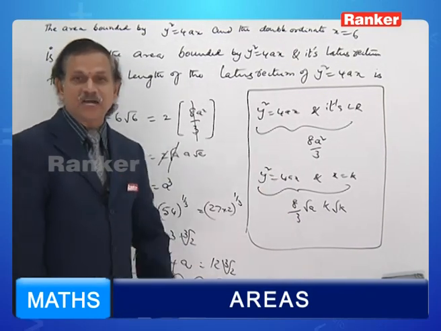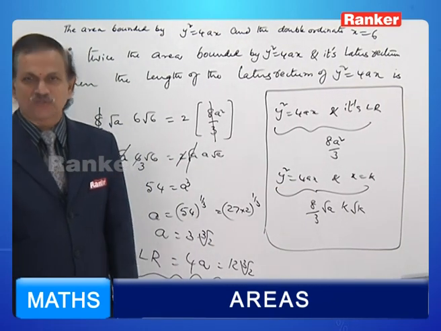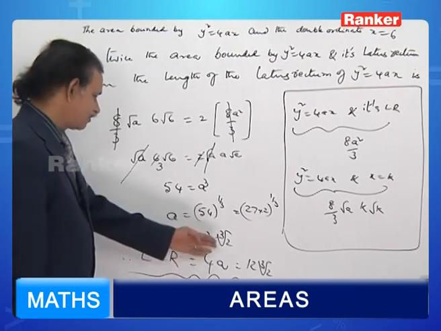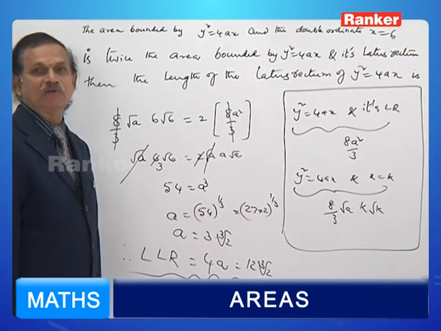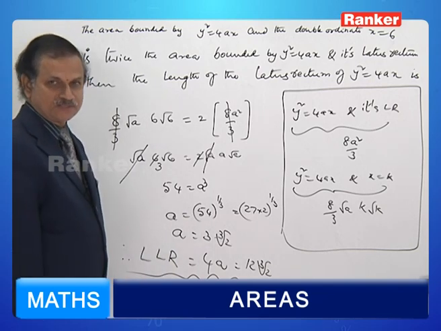They are useful results. Reusability of the results is there. That is why the length of the latus rectum is, of course, 12 into cube root of 2 units. This is the beautiful question before us.